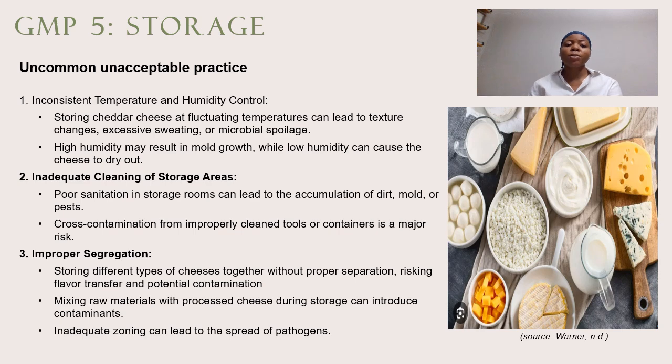The third unacceptable practice is improper segregation. Storing several types of cheeses together could bring about cross contamination, which could definitely affect the quality and final texture of the cheddar cheese. So it is essential to go with good manufacturing practices that would positively affect the final product. Thank you.